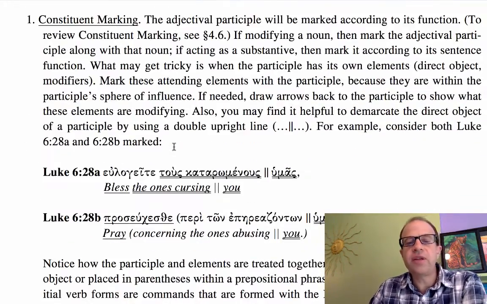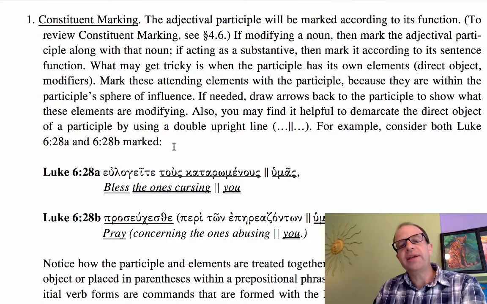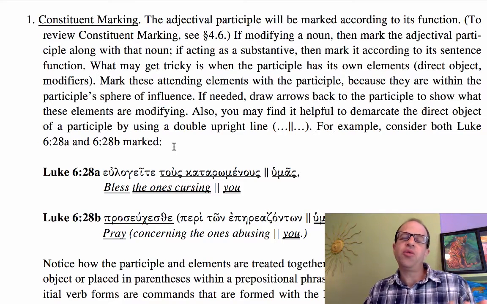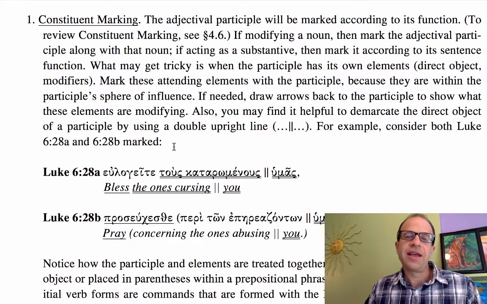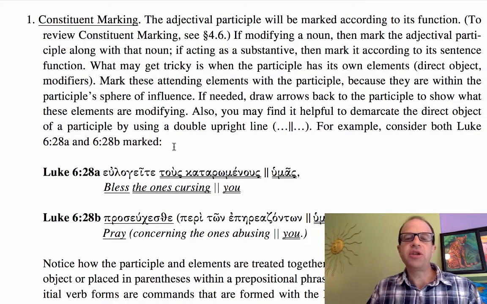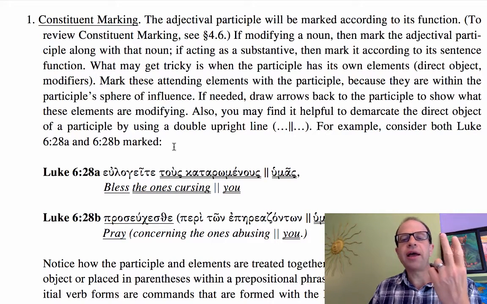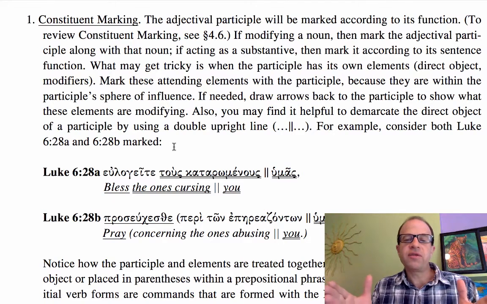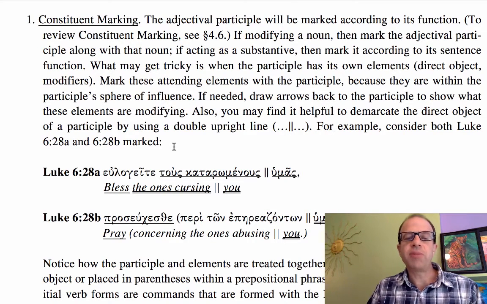Now, one convention that might help you is to recognize that the participle itself may have its own direct object. And to indicate that direct object, you can use a vertical double line to separate it from the rest of the clause or phrase that it might be forming.